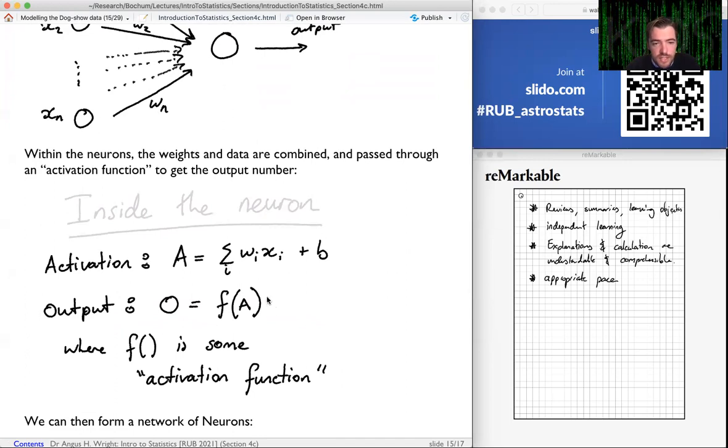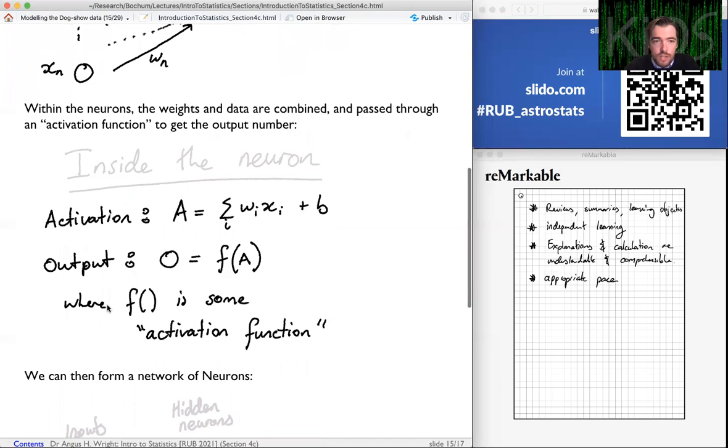So this thing, f of a. The activation is this weighted sum of all of the x values, and usually we then add some bias to the weighted sum. The reason we do that is not super important for you to understand right now. We then take that activation and pass it through the activation function, which gives us our output. Okay, so this is what actually happens inside each neuron.